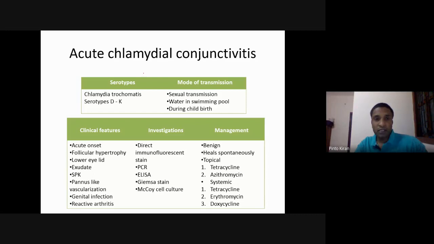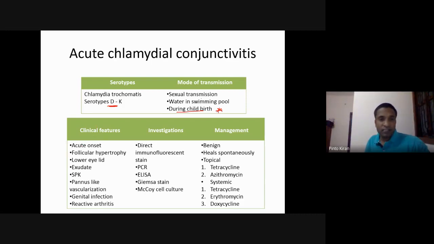chlamydia organism? Chlamydia trachomatis, again, the acute form is caused because of serotypes D to K. It's a sexually transmitted disease, also known as swimming pool conjunctivitis, because sometimes it's spread from a swimming pool, where the majority who get infected get it through contaminated water, and also during childbirth the baby can get infected.